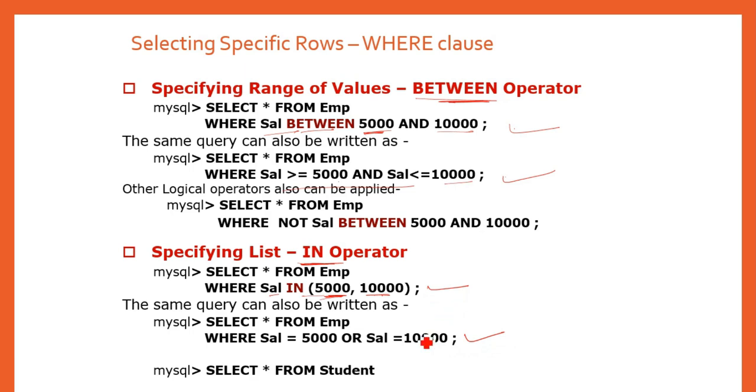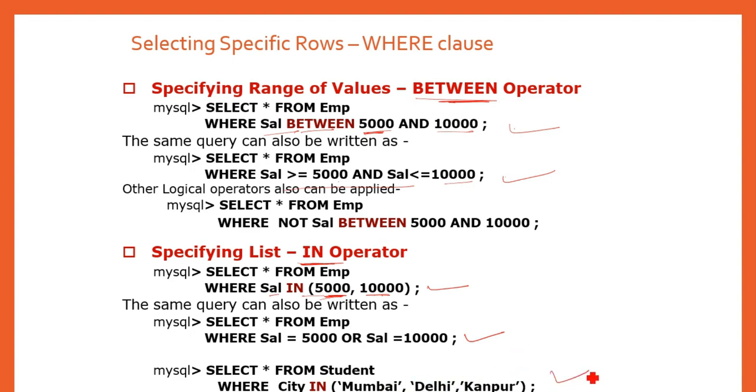Now another example: select asterisk from student where city in Mumbai, comma, Delhi, comma, Kanpur. So I will get the list of the students who are from Mumbai, Delhi as well as Kanpur. So all these three places will come in the output. I hope it is clear to all.